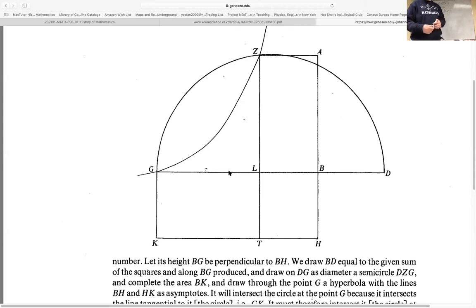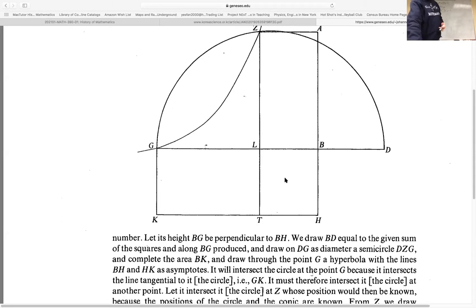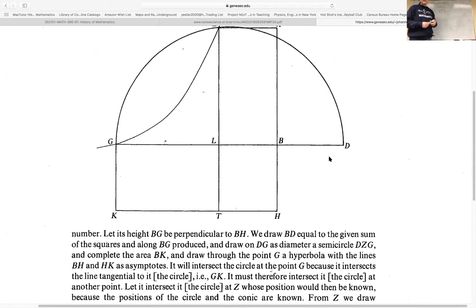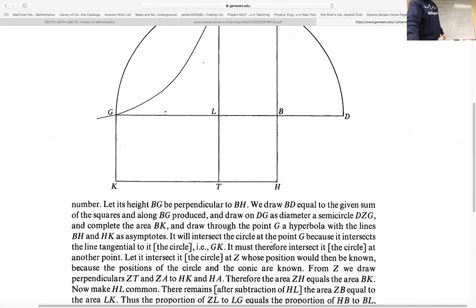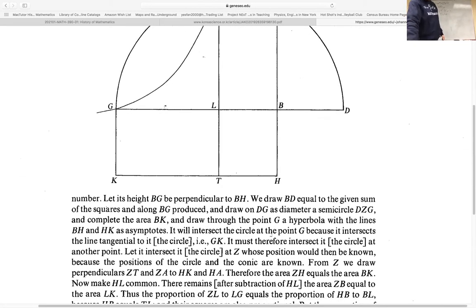Somehow we need to put A in this. So he does that next. We draw BD. Here's BD. Equal to the given sum of the squares along BG produced in the same line. So we have BD is equal to A. He pretty much says that there. He's not using the A, B, and C like we would. They're not using any of these variables like we would. This is what they've got. I'm trying to make it clear to you. All right.